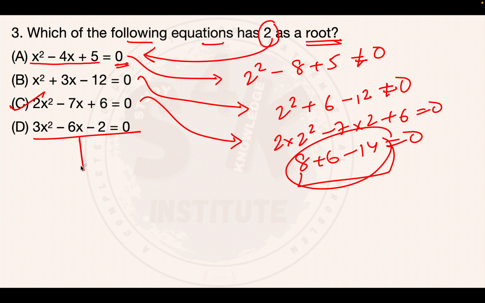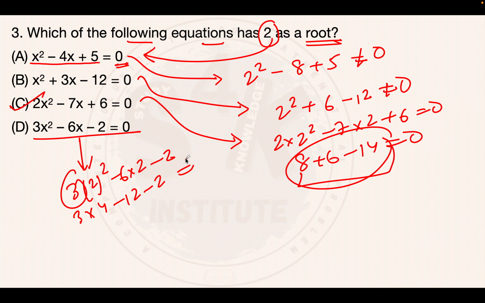Let's check why the fourth one is not the answer. 3 into 2 square, negative 2 times 2, minus 2. So this will give you 3 into 4 minus 12 minus 2. So this is also not equal to 0 because this will get cancelled, but this negative 2 will remain. So yeah, the answer is C.